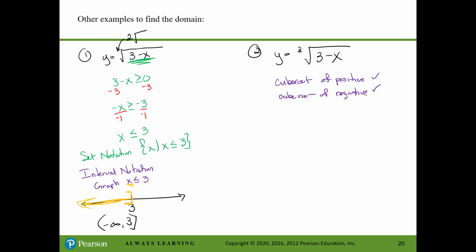So the question is, do I have a restriction in this case? Do I need 3 minus x to be greater than 0? No, because I'm allowed to take the cube roots of positives and negatives, which means in this case, there is no restriction. So since there is no restriction, that means your domain is going to be anything you want it to be.